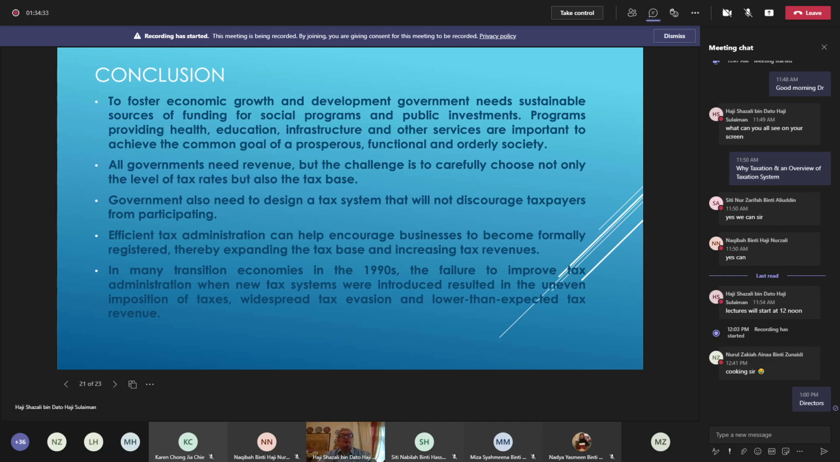So when government runs a deficit for such a long time, and it keeps dipping into its savings, there will come a time where there will be no more savings. So then how does the government increase its revenue? That is basically the key to your assignment. How can government increase its tax revenue to ensure that it has a sustainable development of the economy?